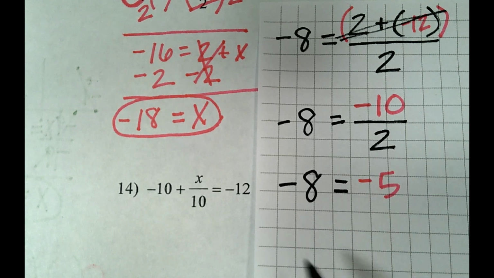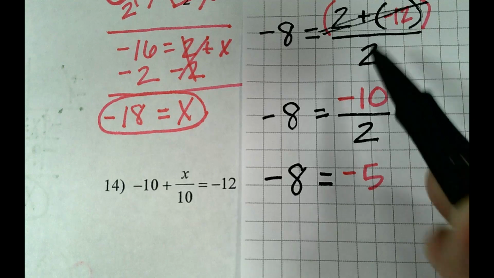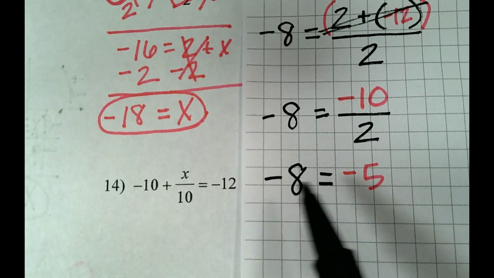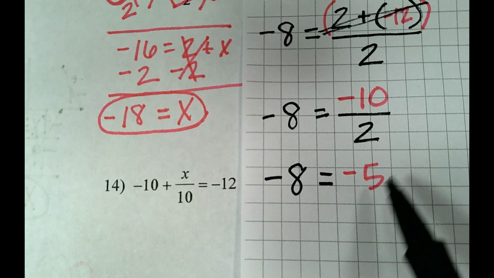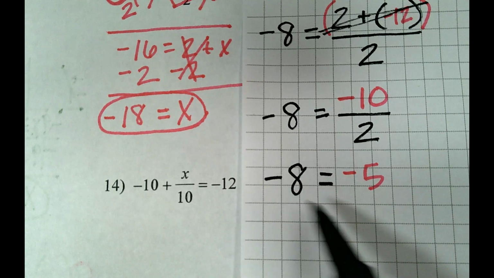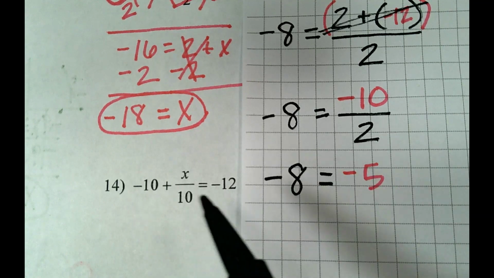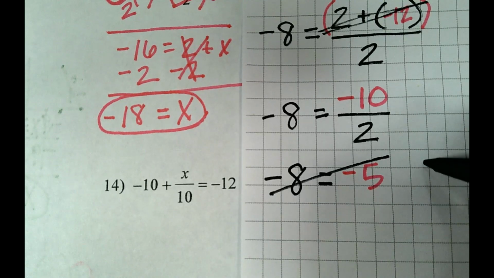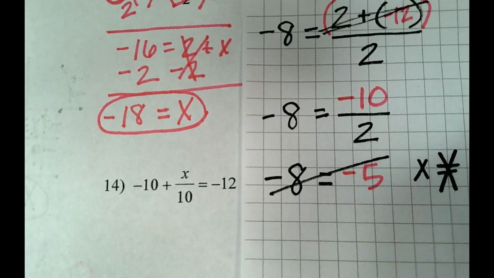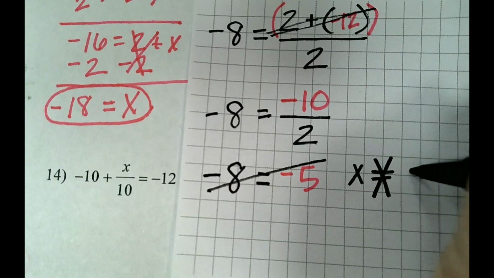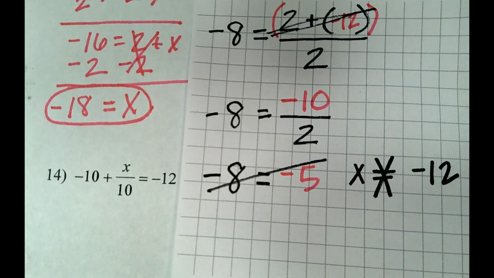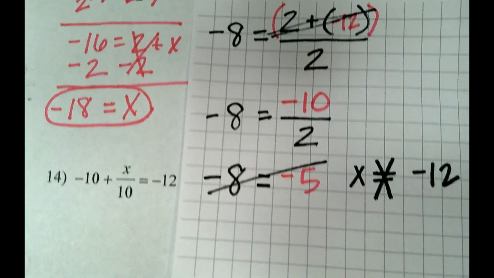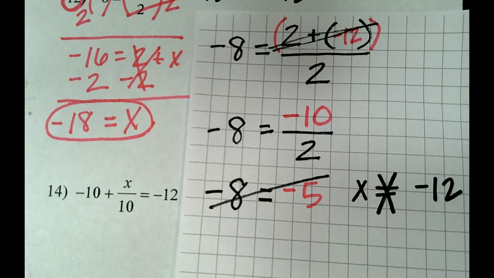So if you plug your answer back in for x and you get a number equal to a number that is not the same, then you know x is not correct and we need to go back and check to see if there's something we can do differently. So that's how we know x is not equal to negative 12. If we plugged in that negative 18, we would get the right answer. Okay. So that was number 12.